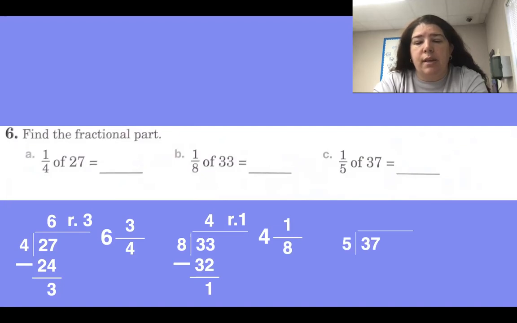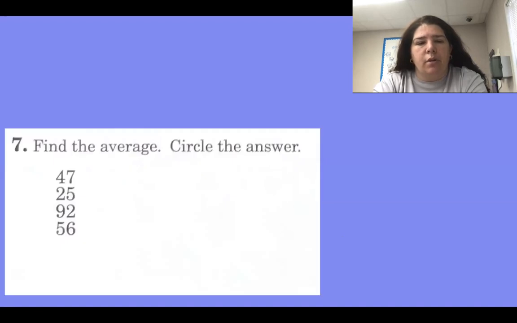Same thing here. 37 divided by 5 goes in 7 times. 7 times 5 is 35. When you subtract, you're left with 2. 2 is our remainder, or we can write it as a fraction, 2 over 5. Very, very good.